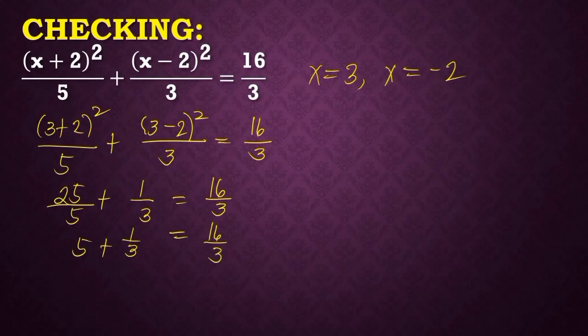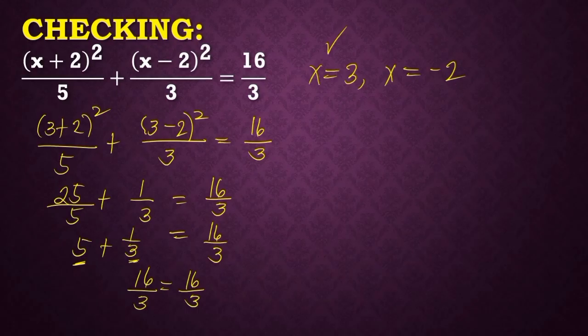Okay. And then, 5 tsaka 1/3, i-add natin. So, magiging mixed numbers po yan. So, 5 and 1/3. And then, gawin natin siyang improper fraction. Magiging 3 times 5, 15. Plus 1, 16. So, 16 over 3 is equal to 16 over 3. So, tama po yung ating x equals 3. What about x equals negative 2?